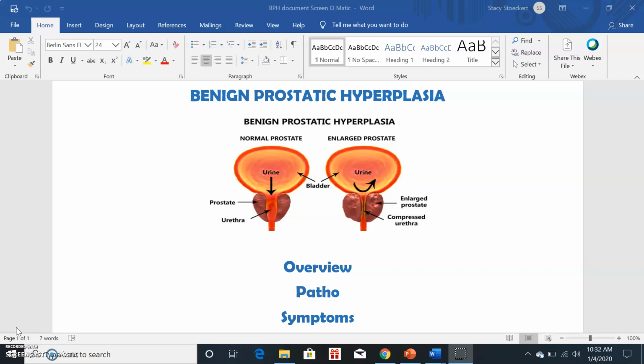This can cause urine to build up in the bladder, which then can also lead to bacterial growth from the stagnant urine. That bacterial growth can then lead to urinary tract infections for these patients.